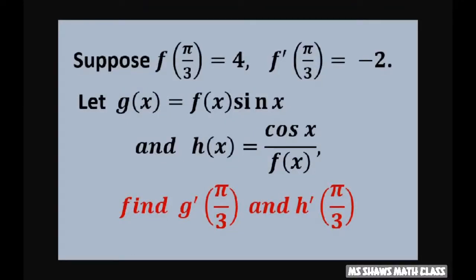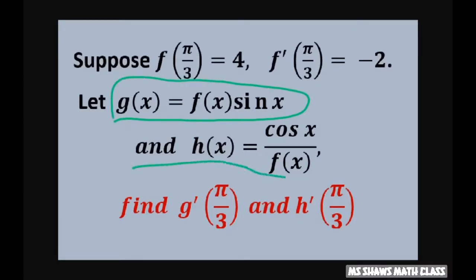Everyone. Suppose f of pi divided by 3 equals 4 and f prime of pi divided by 3 is negative 2. We're going to also let g of x equal this function and h of x equal this function. So we're going to do two problems in this video, this one and this one. The first step we have to do on both of these is take the derivative of g and take the derivative of h and then just plug in our values here. All right, so let's go ahead and get started.